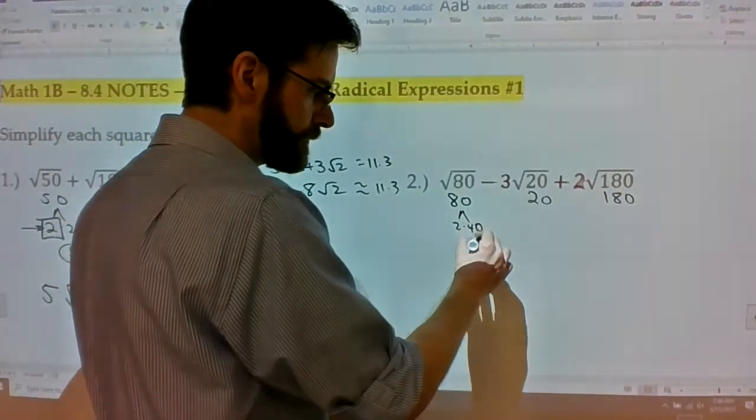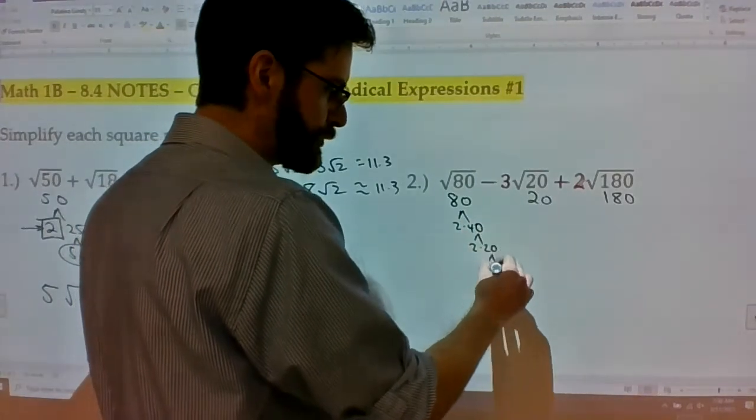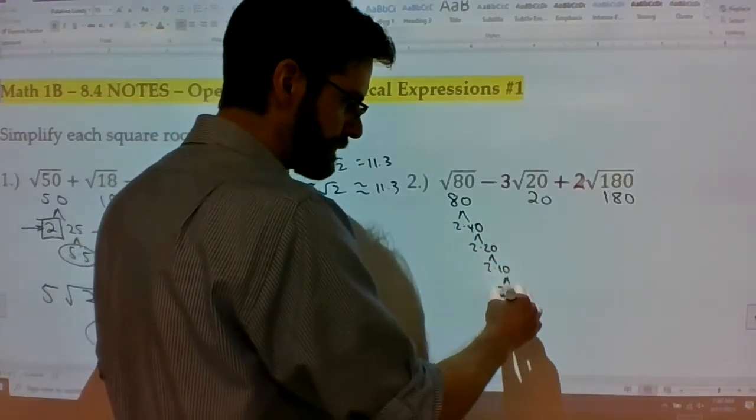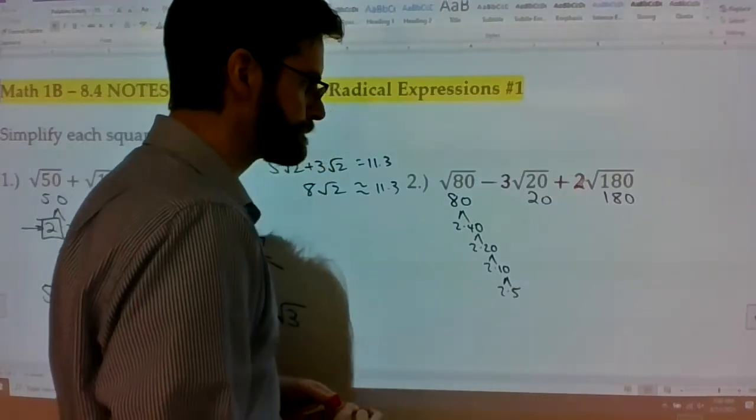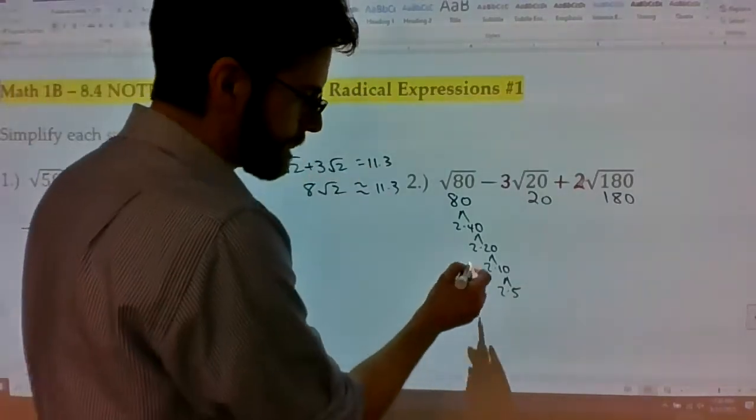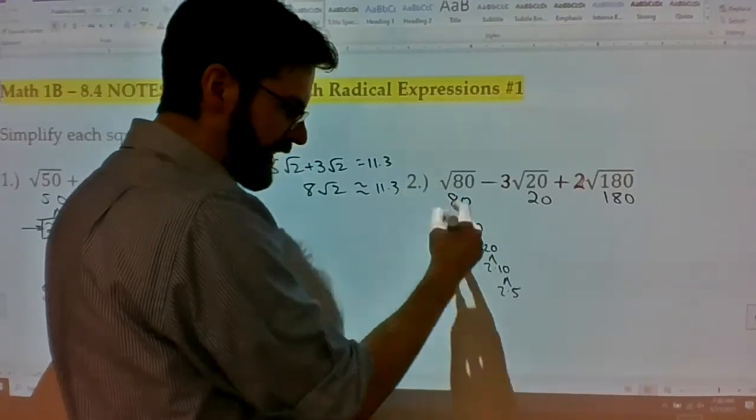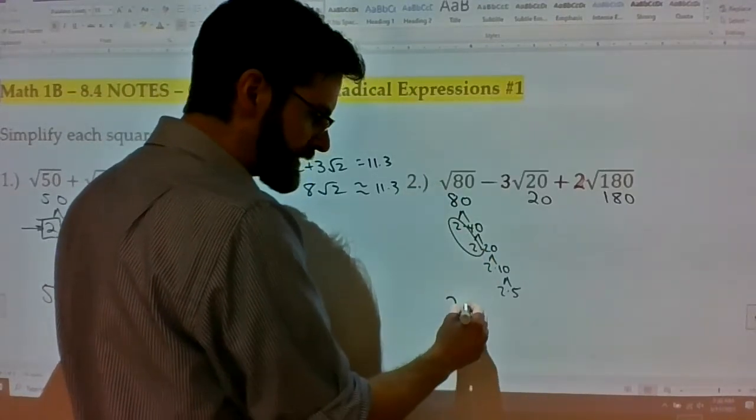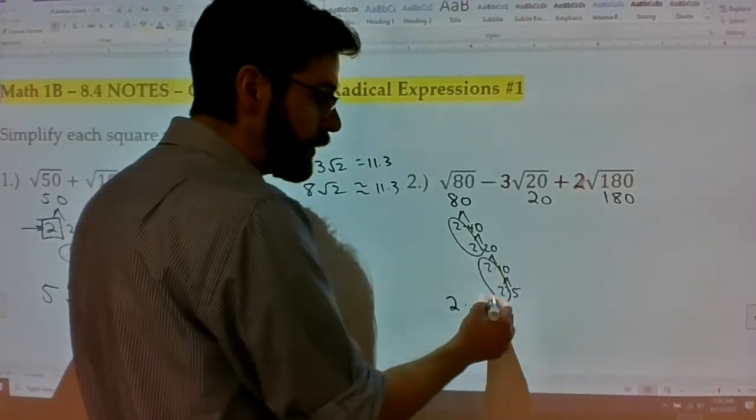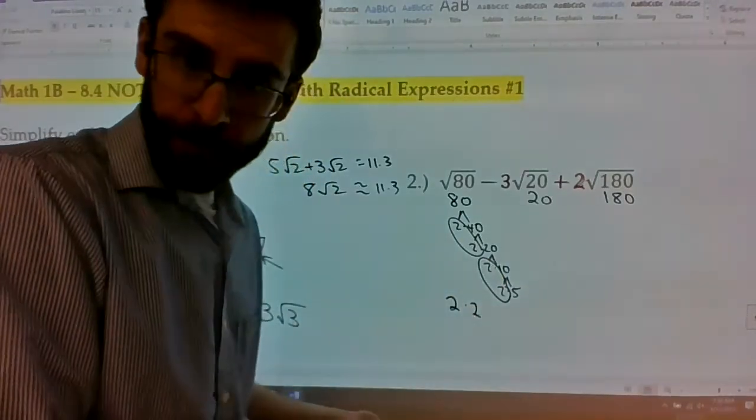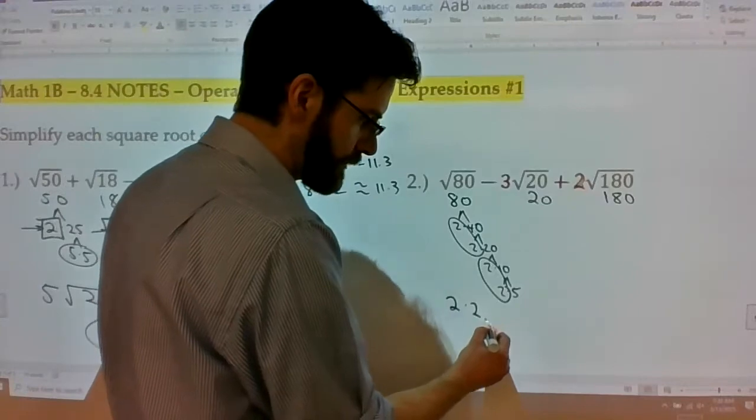240, 220, 210, 25. Which means 2 goes on the outside of the root times 2 goes on the outside of the root, and then the 5 is left over.